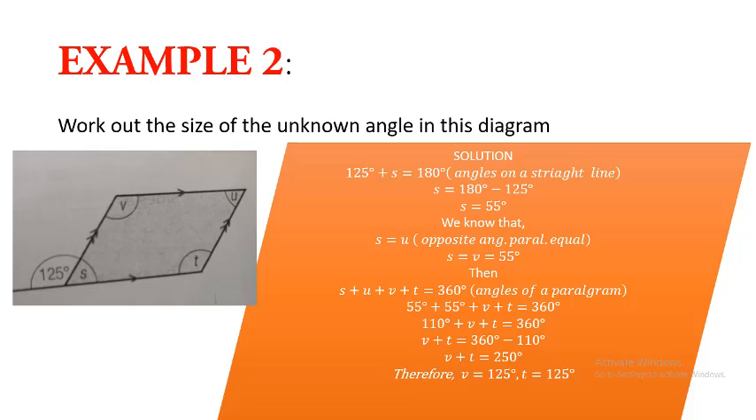But this size is the size of two angles, V and T. So to find the size of each angle, we are going to divide 250 degrees by 2. Why? Because these angles are the same, they are opposite. V is opposite to T. That means we divide 250 by 2 to find the size of each angle. Therefore, angle V is equal to 125 degrees and angle T is equal to 125 degrees.